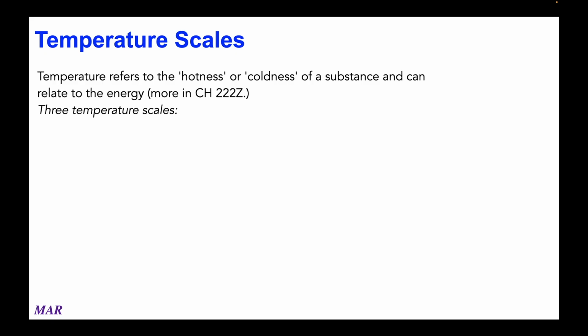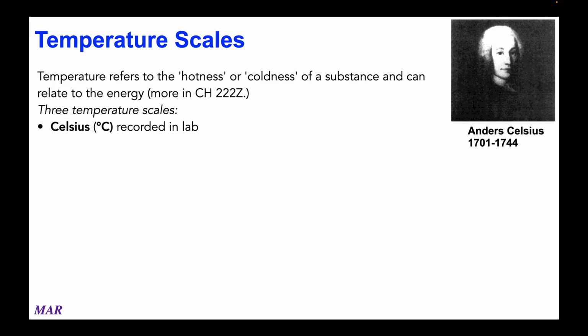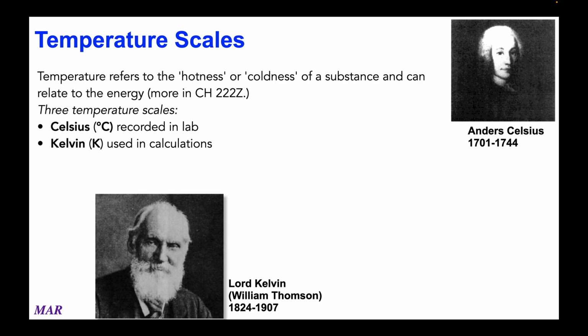But anyway, there's 3 temperature scales that are very common. The 2 that we're going to use the most, the first one is Celsius. Celsius was described by that guy Celsius, and anyway, it's in degrees Celsius. A lot of times in chemistry, people will record things in the lab in Celsius and then convert to Kelvin later. Kelvin is used most of the time for calculations, and Kelvin is pretty cool.